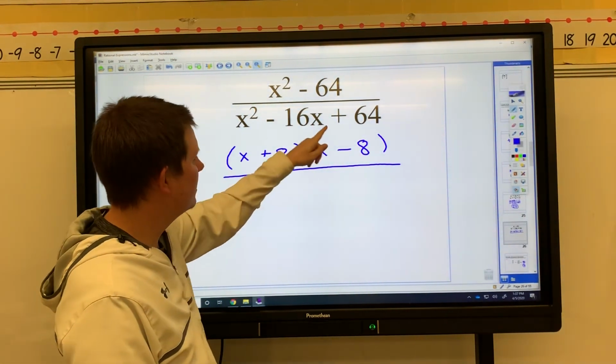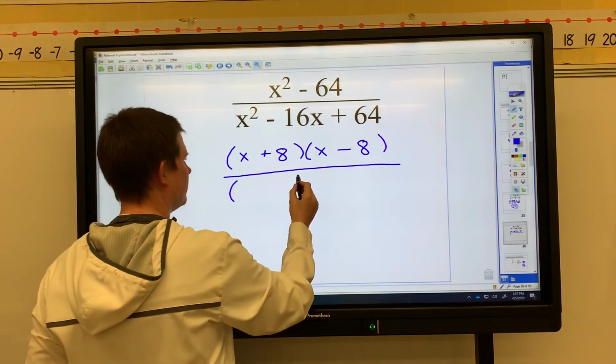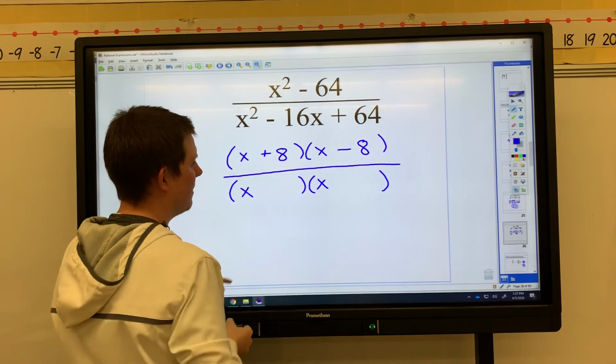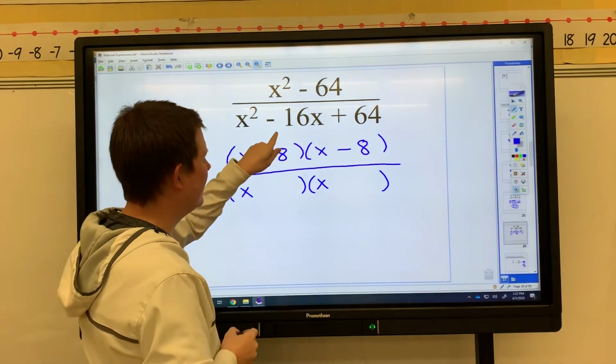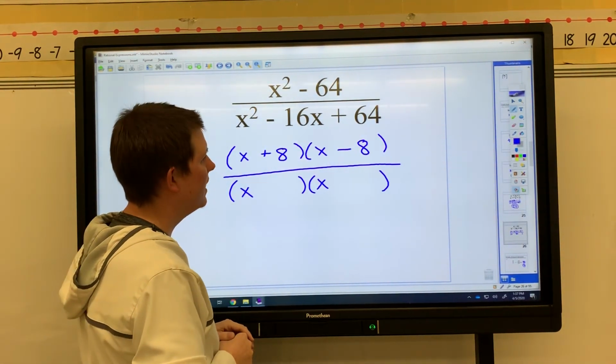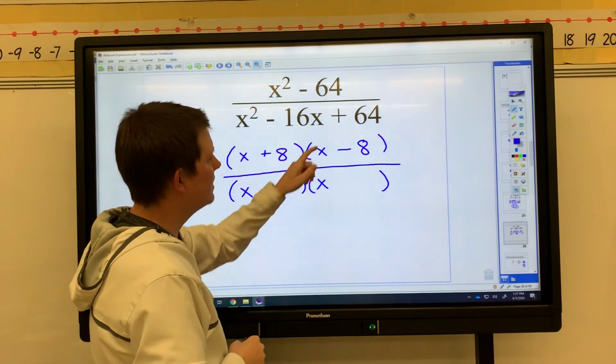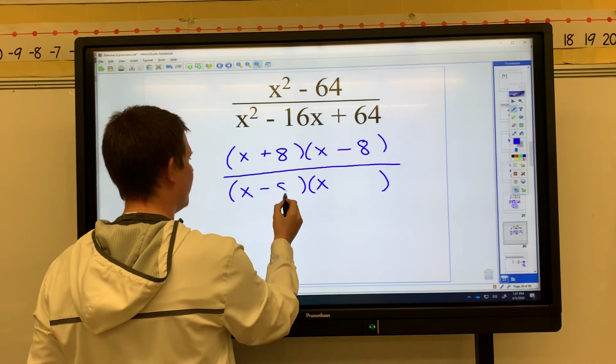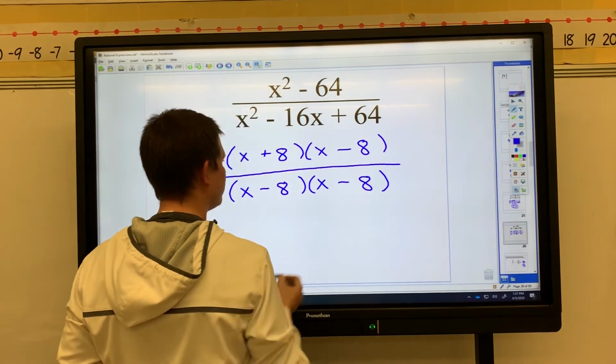On the denominator, it's a trinomial without an a. I'm looking for two numbers that multiply to get 64, but add to get negative 16. So once again, they have to multiply to get 64, but add to get negative 16. And that would be negative 8 and negative 8.